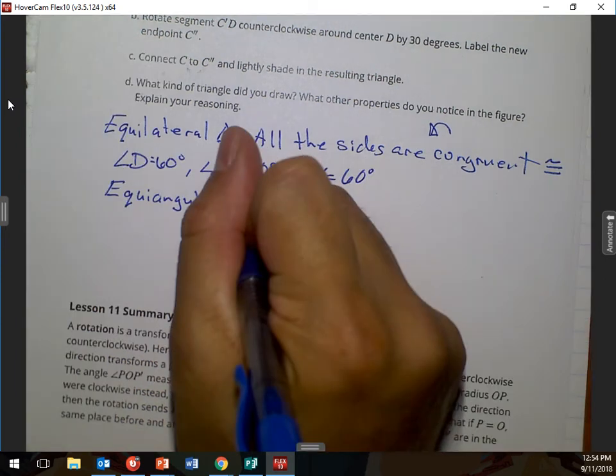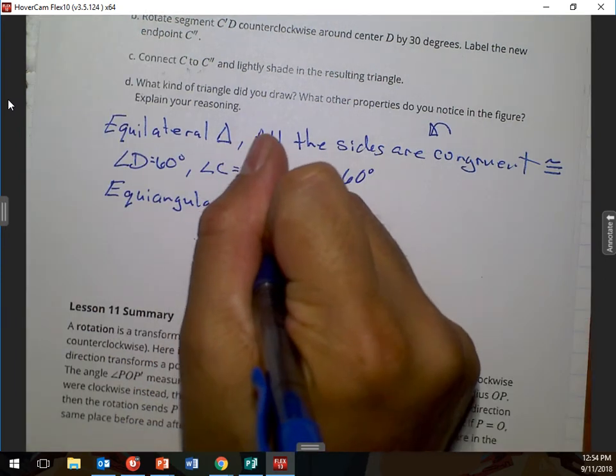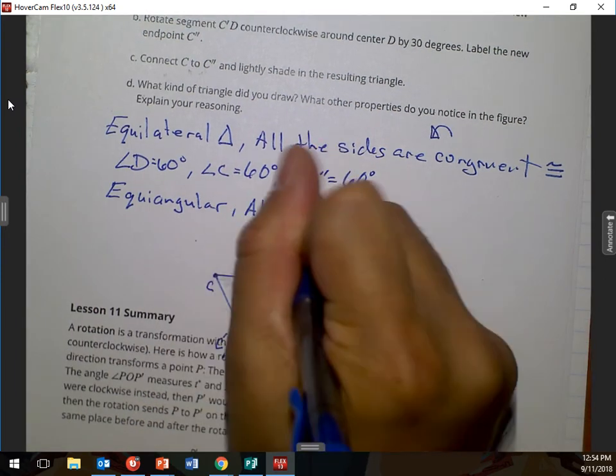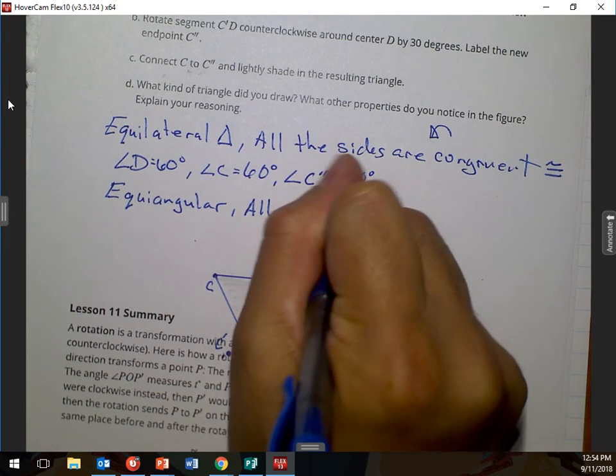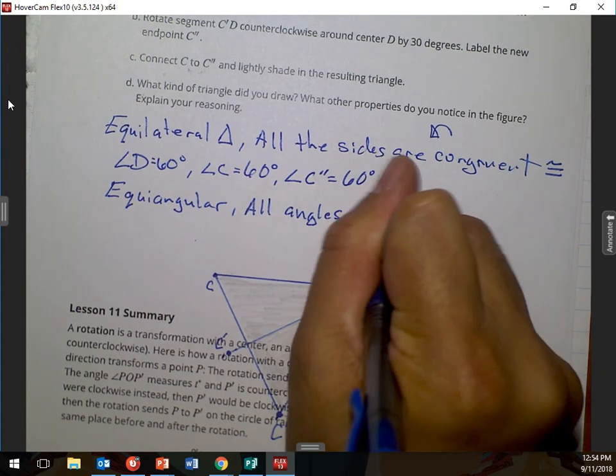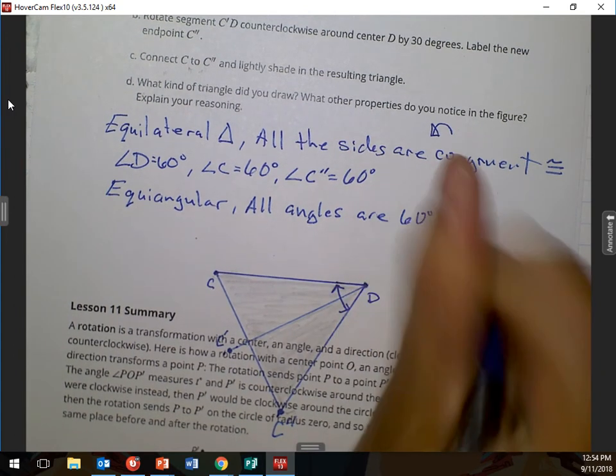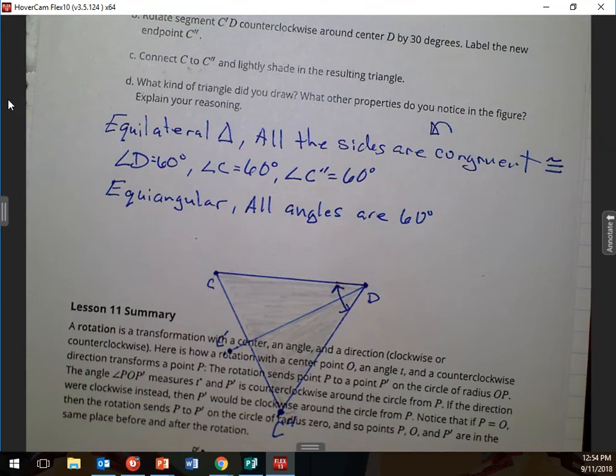Equiangular. All sides are the same, or I'm sorry, all angles are 60 degrees.